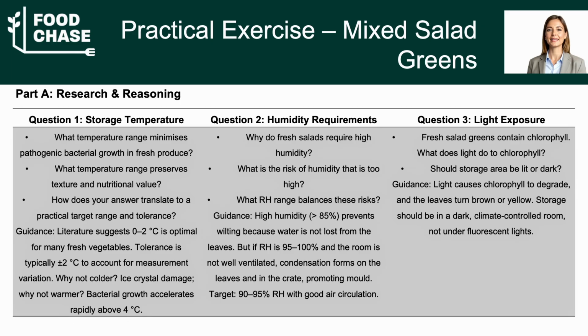Second, humidity. These are living leaves, and they are losing moisture constantly through transpiration. If the air is dry, they will wilt in days. If the air is humid, they stay plump. 90 to 95% RH is ideal. But if the humidity is that high and there is no air movement, condensation will form on the leaves and in the packaging, which is a perfect environment for mold. So high humidity and good ventilation are both necessary.